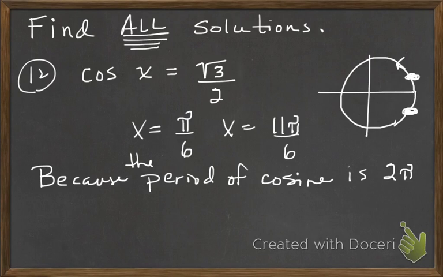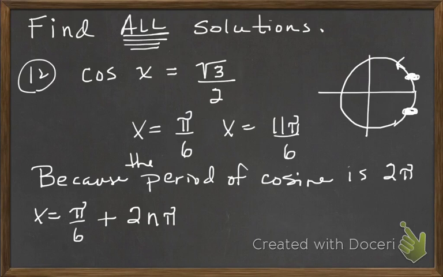Every time you go 2 pi, you end up getting another cosine value of square root of 3 over 2. Then we're going to take that first answer, which was pi over 6, and to represent all of the angles that have a square root of 3 over 2 as their cosine value, we're always going to add 2n pi. And 2n pi represents every single time you start at pi over 6 and you go another 2 pi. If n were 1, you would add 2 pi. If n were 2, you would add 4 pi. If n were 3, you would add 6 pi.